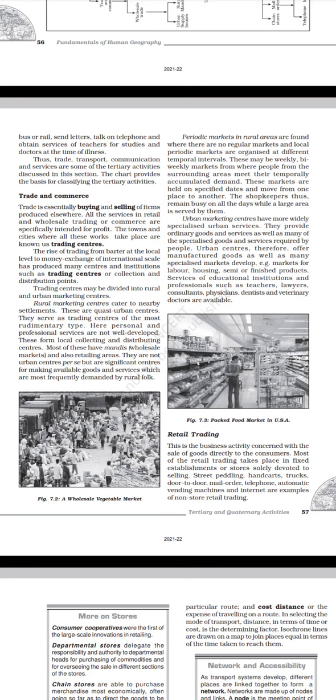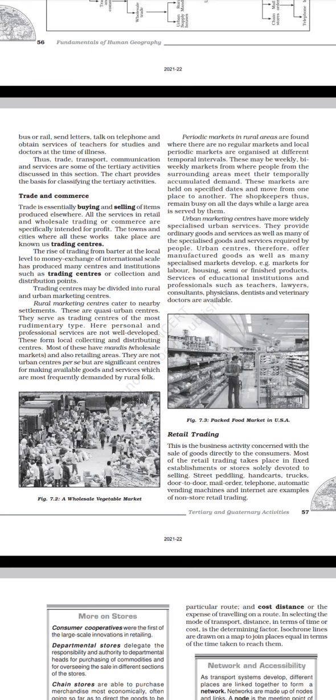Urban marketing centers have more widely specialized urban services. They provide ordinary goods and services as well as many of the specialized goods and services required by people. Urban centers therefore offer manufactured goods as well as many specialized markets develop, for example markets for labor, housing, semi or finished products. Services of educational institutions and professionals such as teachers, lawyers, consultants, physicians, dentists, and veterinary doctors are available.